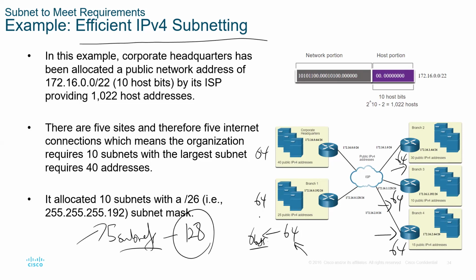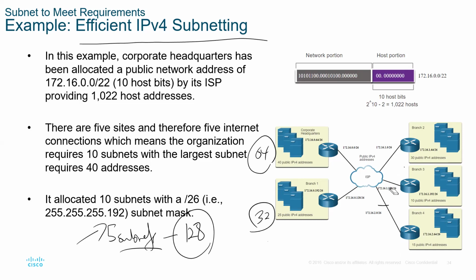However, it's not the most efficient. The most efficient is to say, here, for 40 addresses, how many bits do I need? I need 6, so I'm going to create 64. For 25, how many do I need? You see you need 5 bits. And with 5 bits, you create a maximum of 32. For 15 addresses, how many do I need? It's probably the same 5 bits. You create 32 here. For 10, you see you need only 4 bits. 2 to the power of 4, 16. Here for 30, 2 to the power of 5, 32.